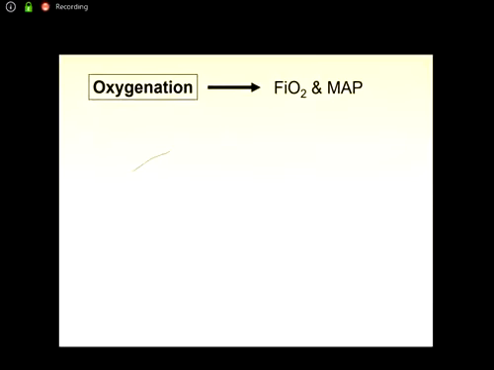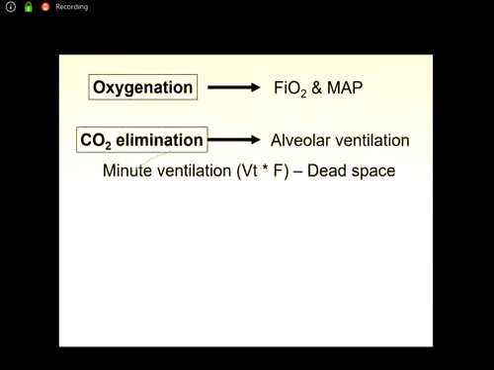Okay, so things that determine oxygenation are usually changes in FiO2, the concentration of oxygen, and the volume of the lungs, measured by mean airway pressure. Things that determine CO2 elimination are due to alveolar ventilation. And the formula is: minute ventilation is VT times frequency minus dead space.